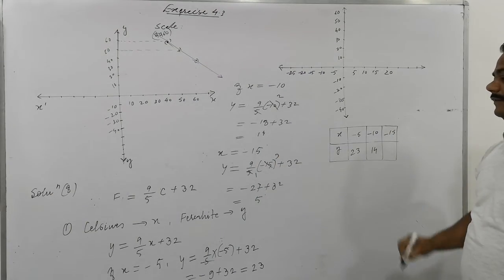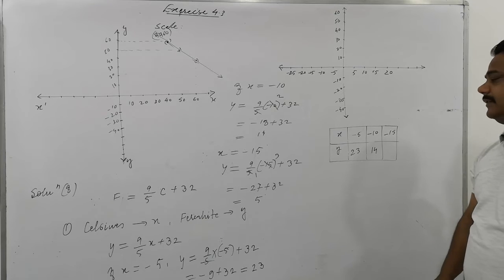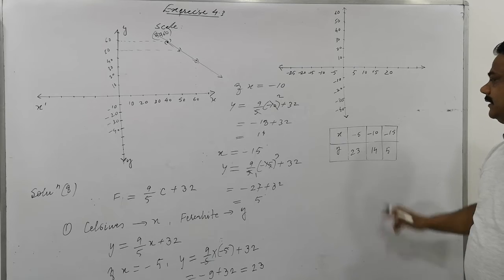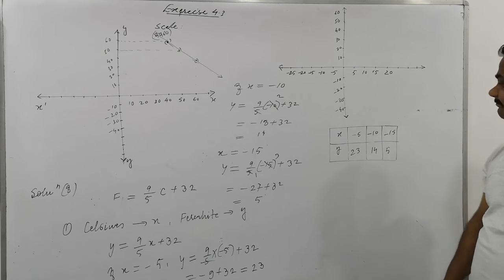X is minus 15, and y is 5. Why have I taken all values negative? Because it will reduce the value of y. It will bring the reduced form in. That's why 5 is coming. The 3 sets of solutions are brought. Okay? Now represent them.